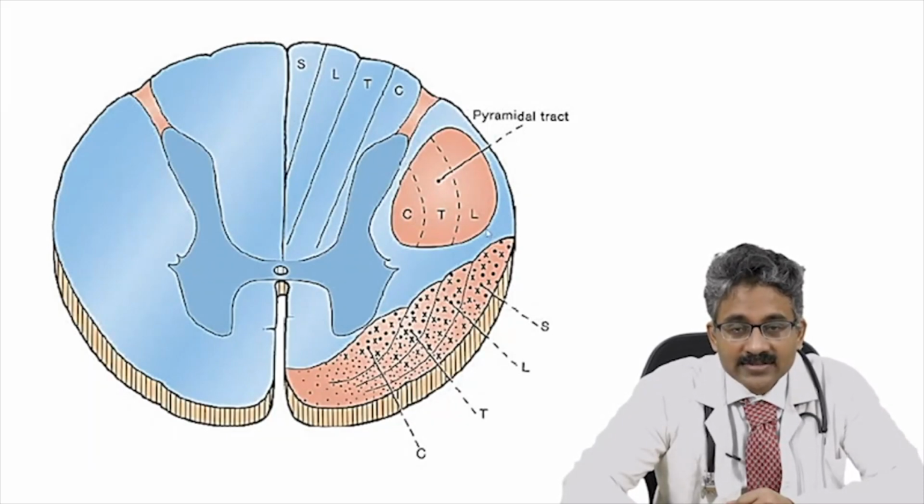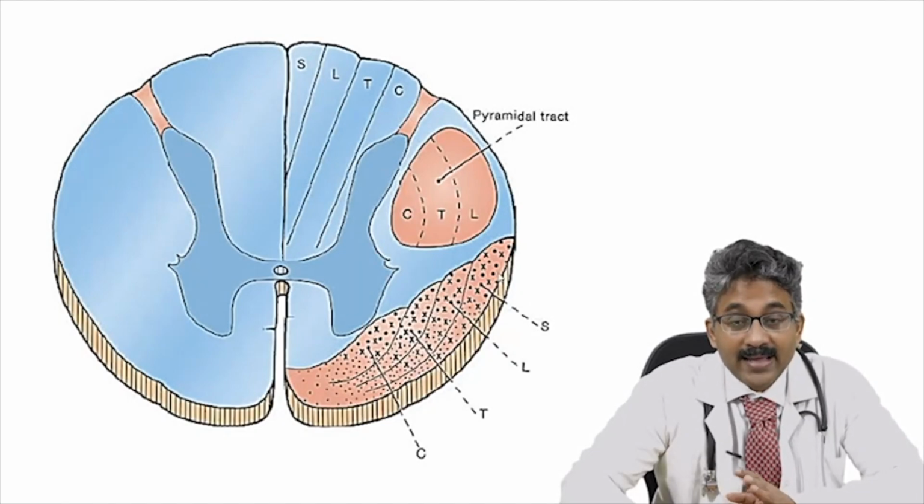So sacral sparing is an important phenomenon. Why does it occur? Because of this arrangement of fibers. Sacral fibers are situated away for pain and temperature. That is, sacral sparing in intramedullary lesions is only for pain and temperature.